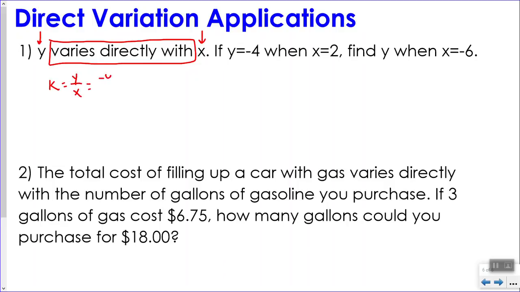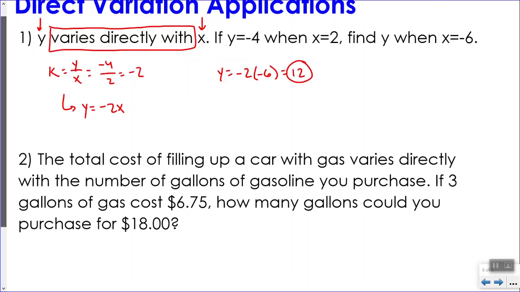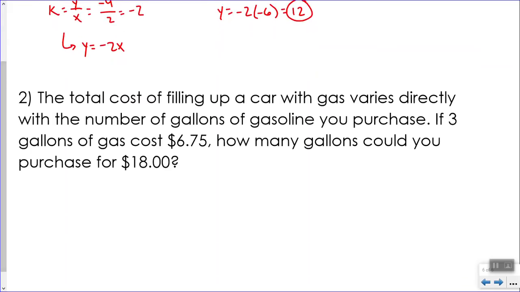So I take my numbers that I have, I plug them in, and we get -2. This means that our equation would be y equals -2x. So we can go ahead, plug our new x into that equation, and we'll get our new y coordinate, which is 12. Go ahead, pause the video, see if you can answer the second question on your own.